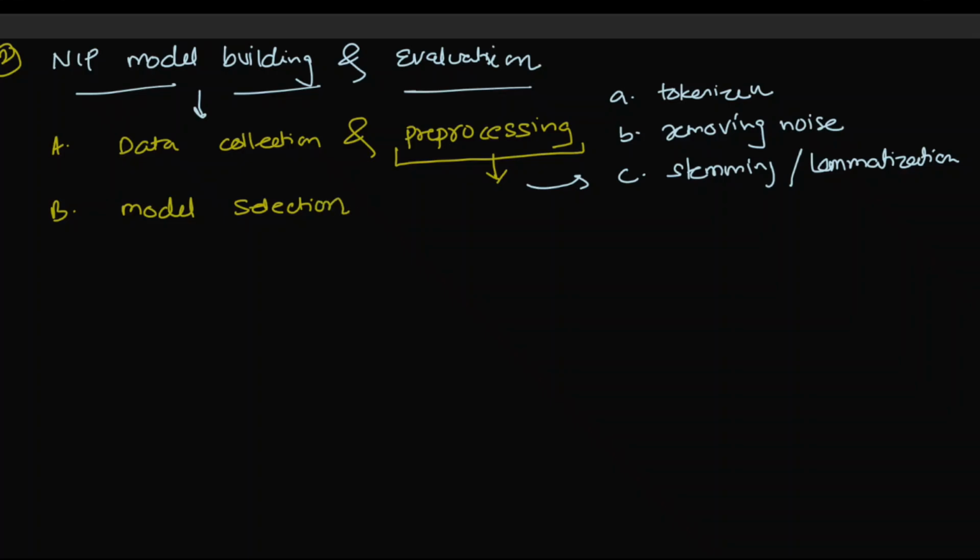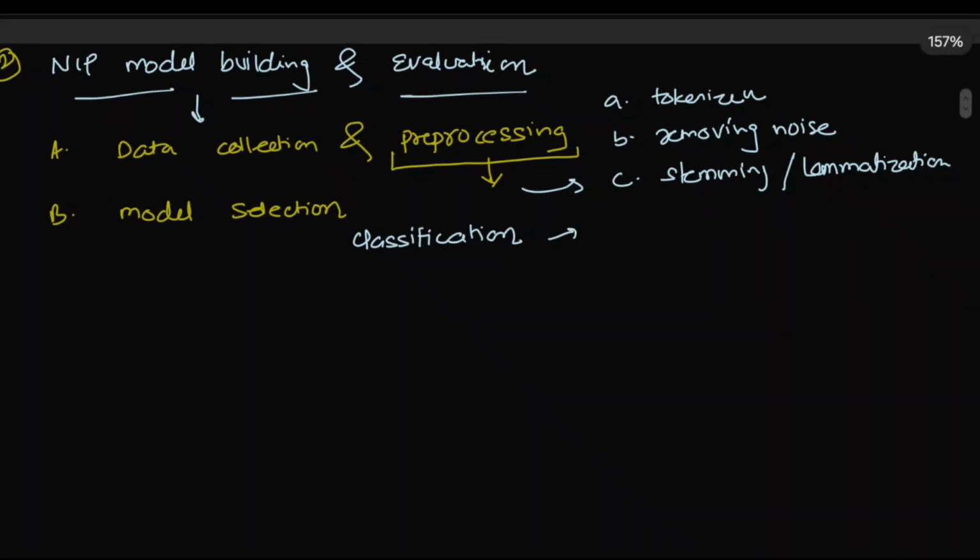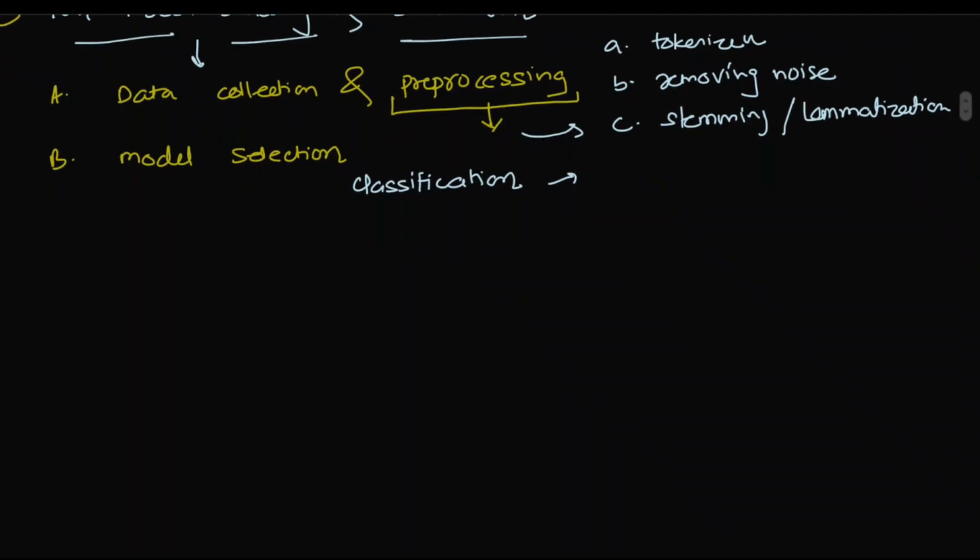If it is a classification based model, like if your objective is a classification, right? Then for example, spam detection or sentiment analysis. Okay, for that we are using some kind of ML model like naive Bayes, SVM, support vector machine, decision tree, etc. Okay, this kind of model we are using.